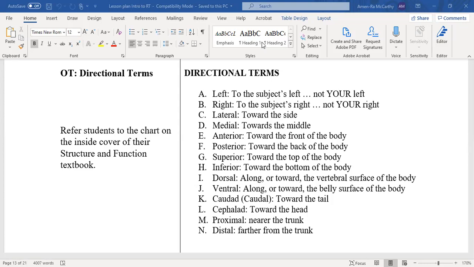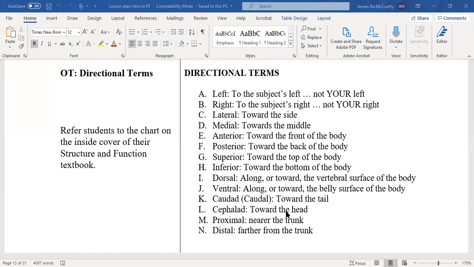Caudal will be toward the tail. Caudad or caudal is toward the tail. Of course, cephalad will be at the head. I'm sure you guys have heard a lot of terminology like encephalitis, encephalopathy. Cephala, that's brain or head. That's cephala right here. Cephalad means toward the head of the body.